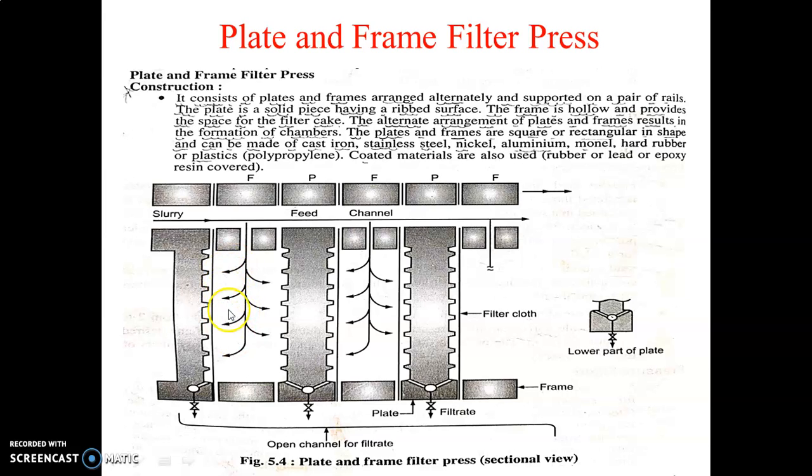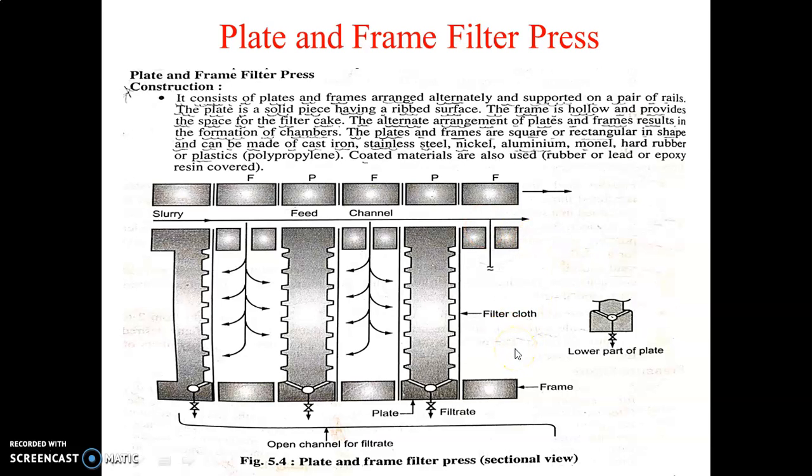And why is this area provided empty? Because the filter cloth is placed on this plate, therefore the cake remains here. So for that purpose the frame is kept hollow. The plate and frame may be square or rectangular in shape, and they are made from cast iron, steel, nickel, aluminum, or sometimes from plastic or polymer material.